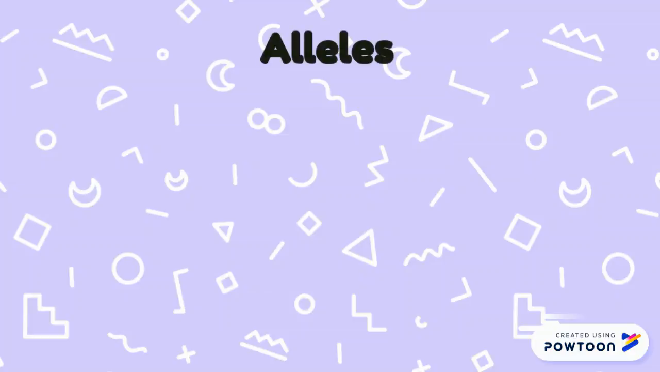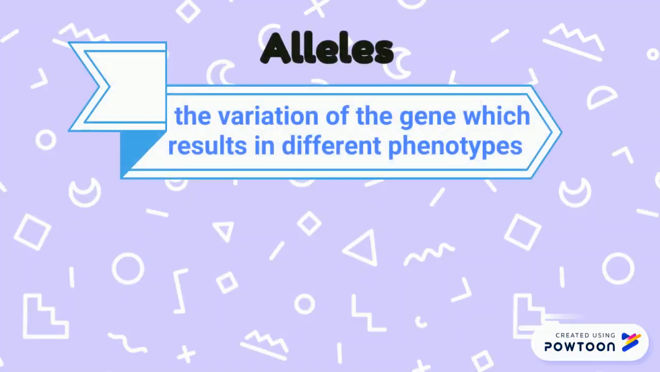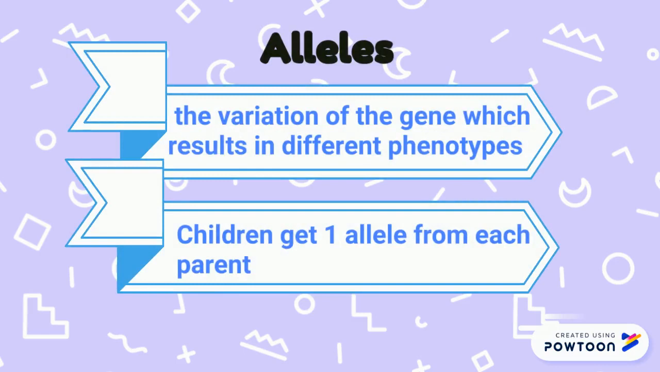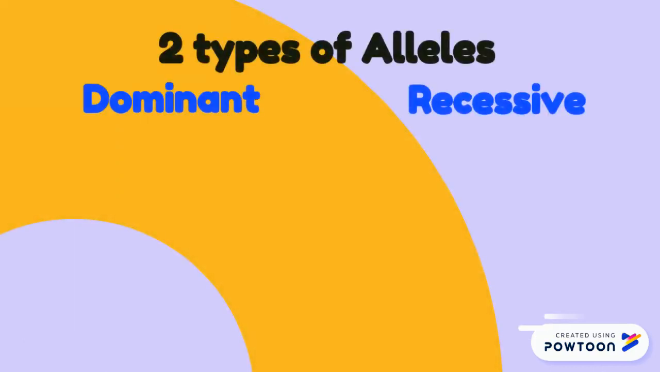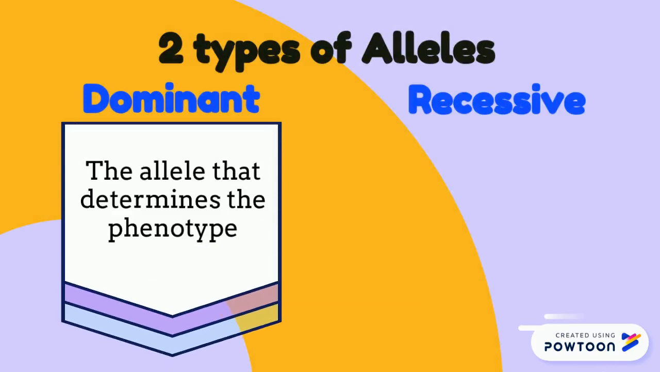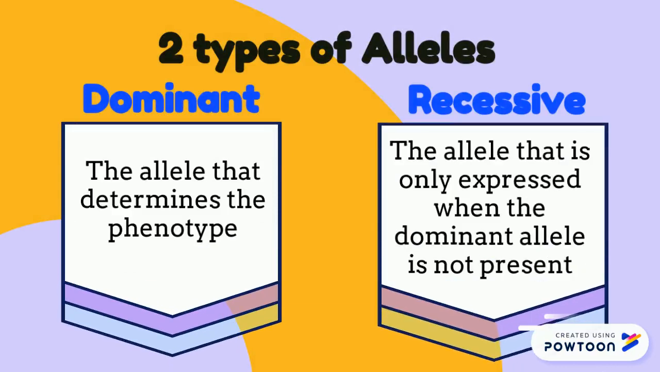An allele is a variation of a gene which determines the phenotype. Each parent gives one allele to their child. There are two types of allele, the dominant one and the recessive one. The dominant one determines the phenotype whether it's paired with another recessive or dominant allele, and the recessive one only appears if it's paired with another recessive.